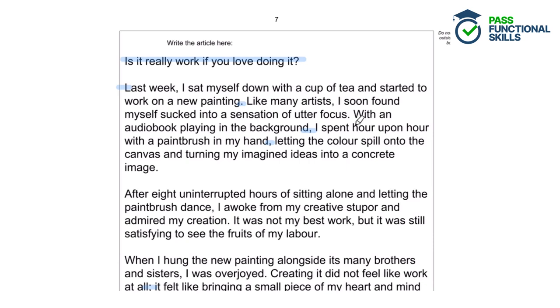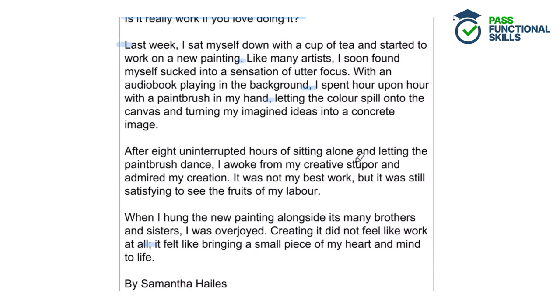The spelling is also correct throughout the answer, and we've got some more difficult to spell words that have been included. So for example, we've got stupor, admired, and satisfying. As before, make sure that you are spelling simple words correctly, and if you can, try to add some more complicated words that you know how to spell. If you're not sure how to spell a word, then make sure that you're not including it, because you could lose marks if you spell it wrong. Instead, think of another, simpler word that you could try to use that has the same meaning.